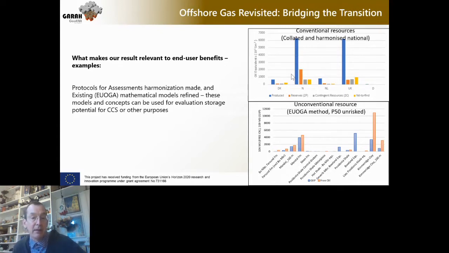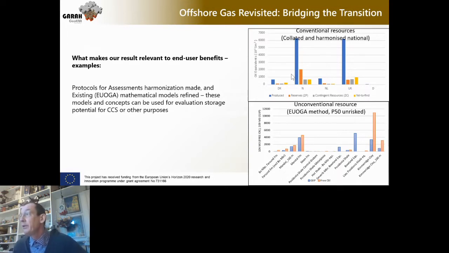Protocols for such assessments are something that can be used also for other fields of interest. For instance, for assessing the storage capacity or the energy storage capacities. So these protocols and collated assessments have multiple uses, both within oil and gas, but certainly also for the green energy transition and for evaluating the North Sea with respect to that.